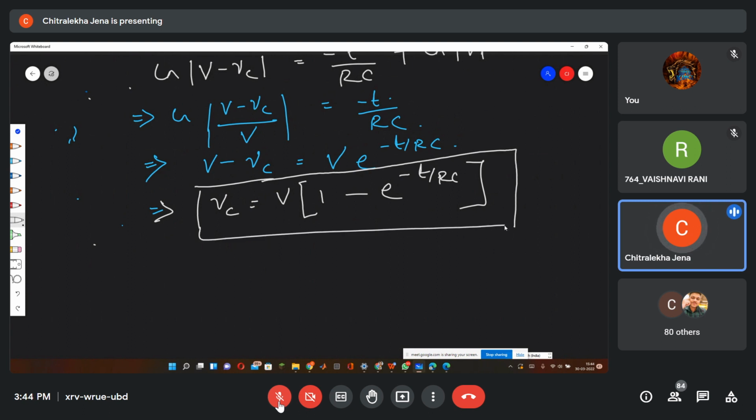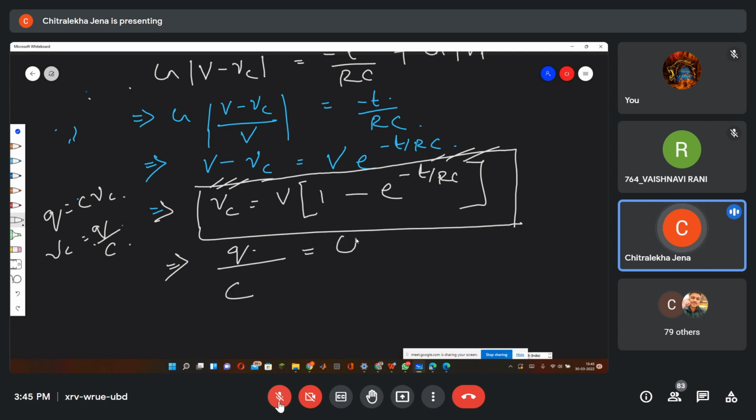You substitute T at 1 second, you will get some value of Vc. At 2 seconds, you will get some value of Vc. At 3 seconds, you will get some value of Vc. Got it or not? So at any instant, what is the relation between Vc and Q? Q is equal to C into Vc, or Vc is equal to Q divided by C.